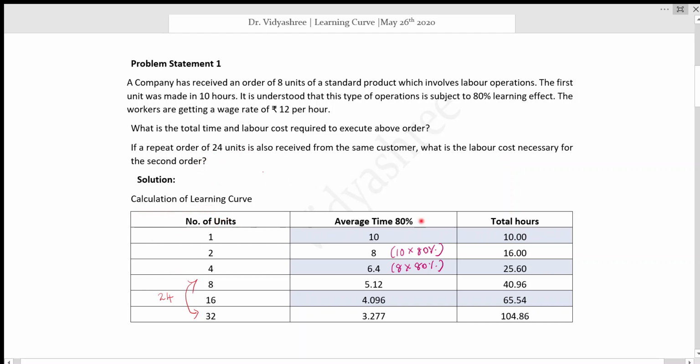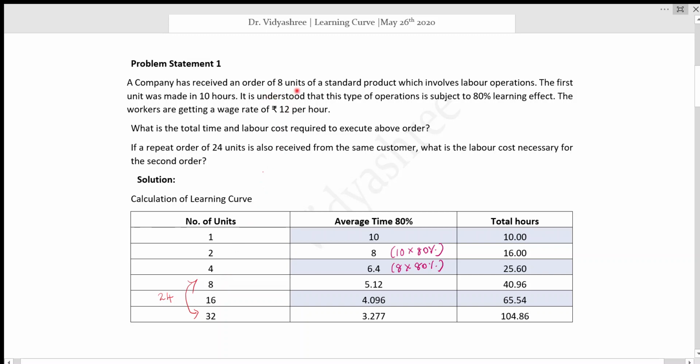How to prepare a learning curve table is, first you write the number of units, then the average time taken, the learning rate is given as 80%, then the total hours. The number of units in the first order is 8 units. The next one is for 24. So how we write this is, first product, next it always doubles, that is 1 plus 1 is 2, 2 plus 2 is 4, 4 plus 4 is 8.